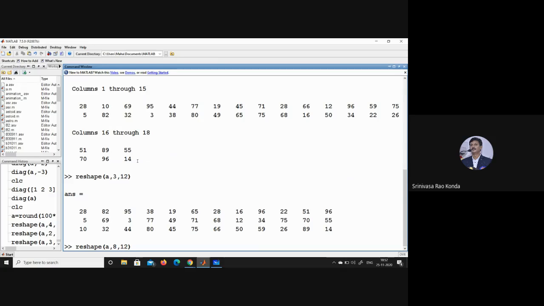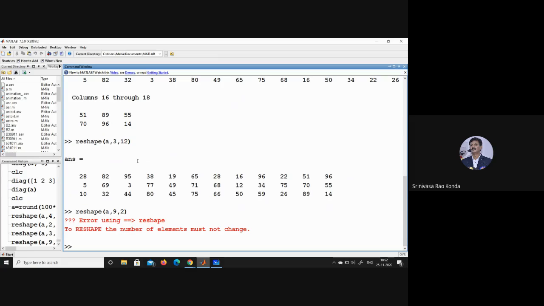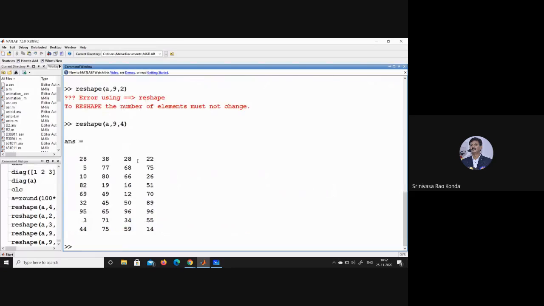8 is not possible, you know. 9, 2. Am I correct? 36 only, 36 elements. Oh, not that. 9, 4. Then reshape A, that is 1, 36. This is nothing but 1 row, 36 columns.